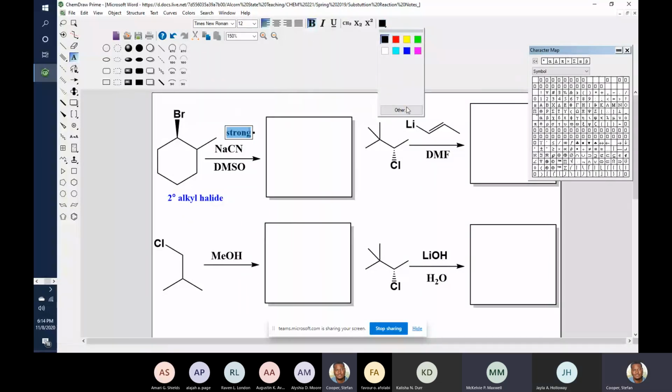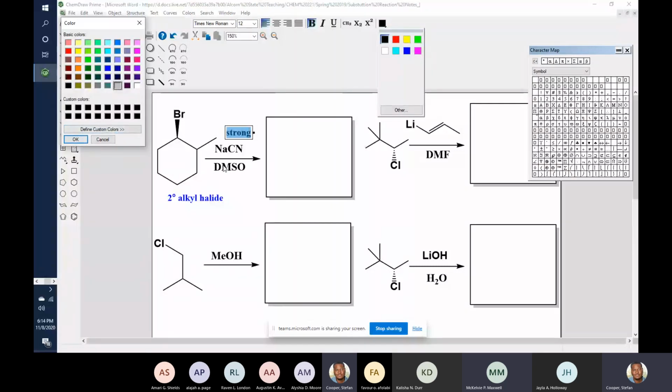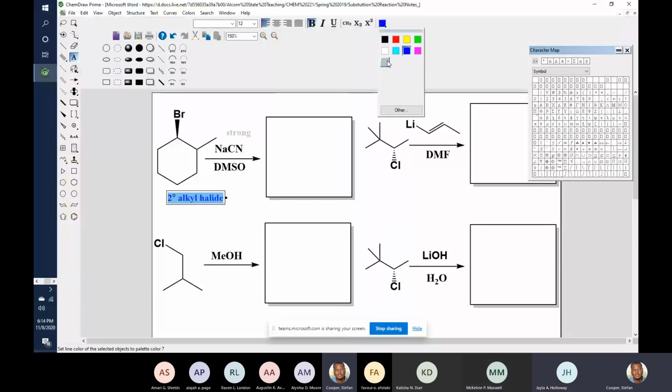Okay. What type of solvent do I have here? Polar aprotic. Okay, good. That's a polar aprotic solvent. So my conditions are going to favor what type of mechanism? SN2. That's right. Can you describe the nature of the product? You're going to have the inverted product.